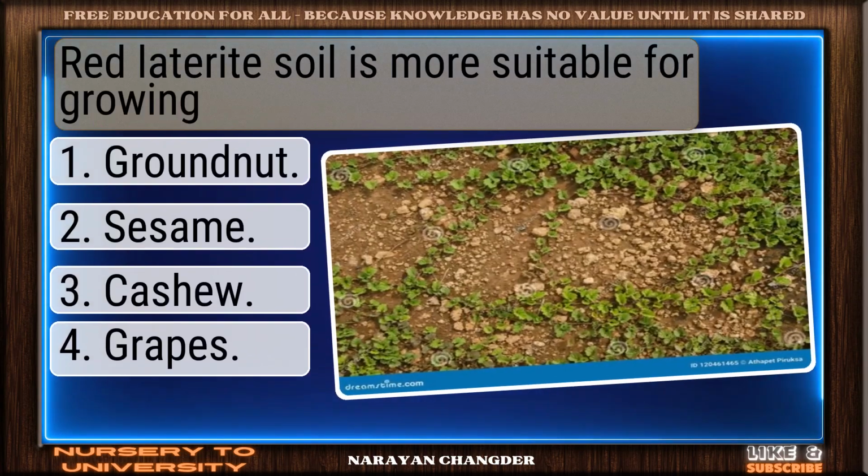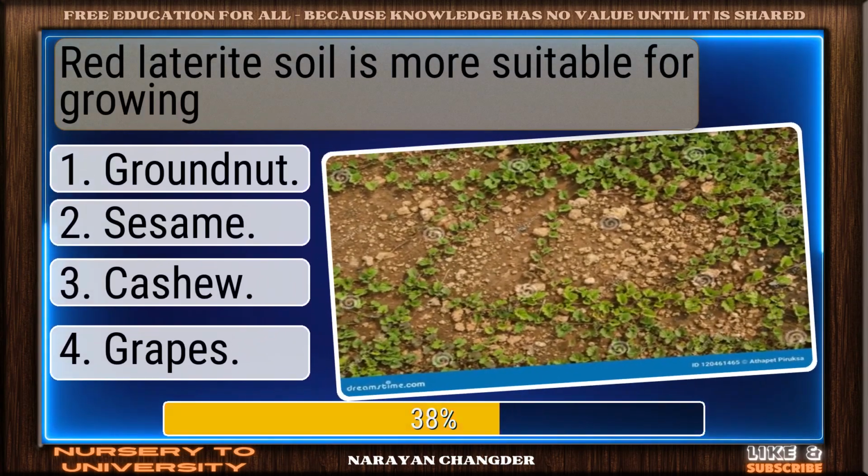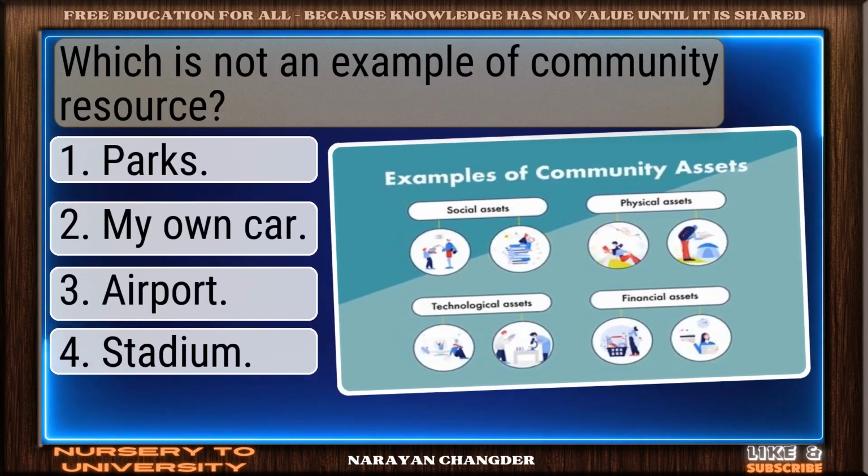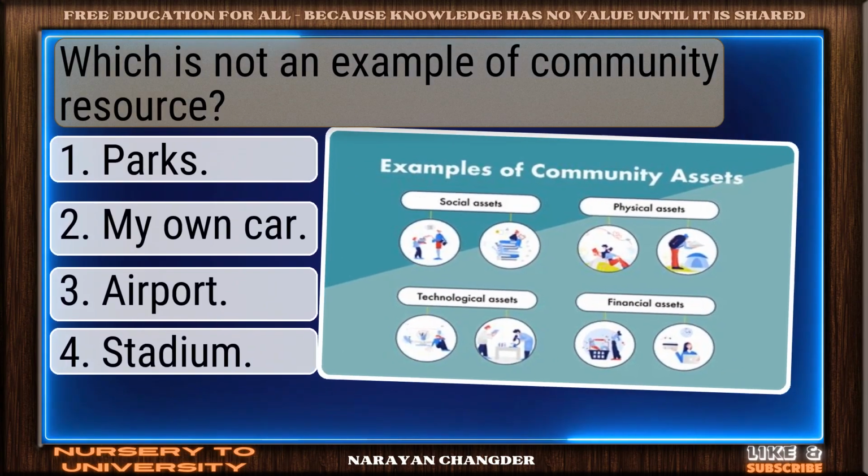Red laterite soil is more suitable for growing. Nice work. Cashew fits perfectly. Which is not an example of community resource?